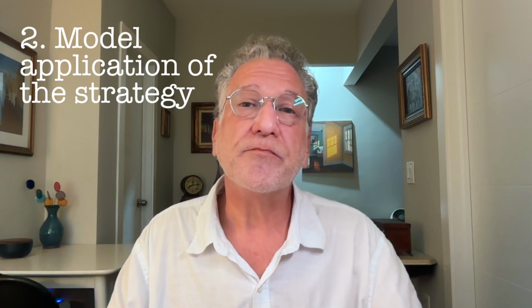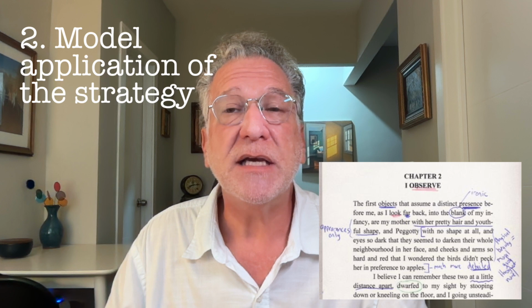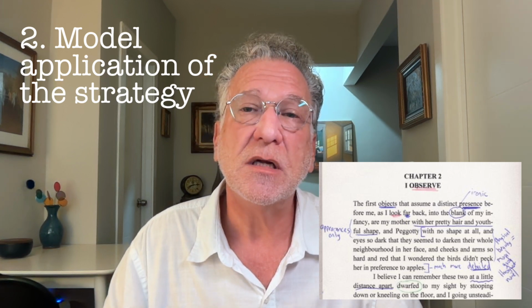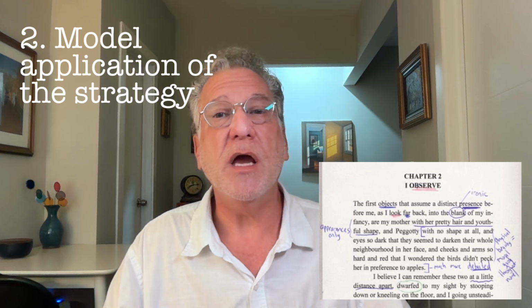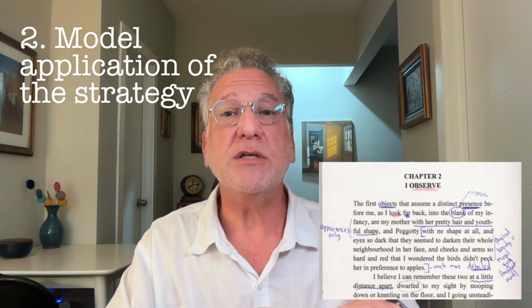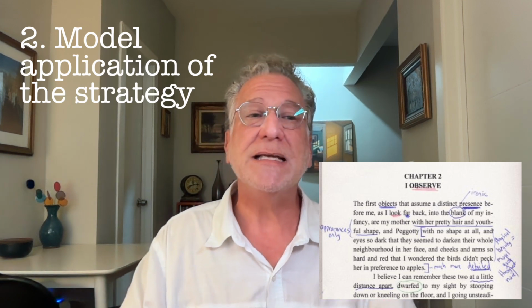For example, I might start by modeling how I pay attention to imagery by paying attention to words that appeal to the 5 senses. And I might just start underlining visual images or circling touch images or any other images associated with the 5 senses.